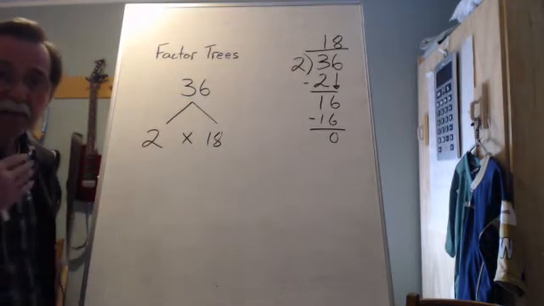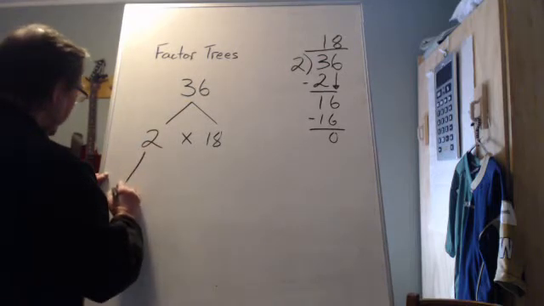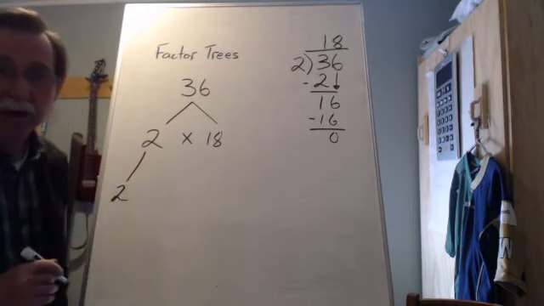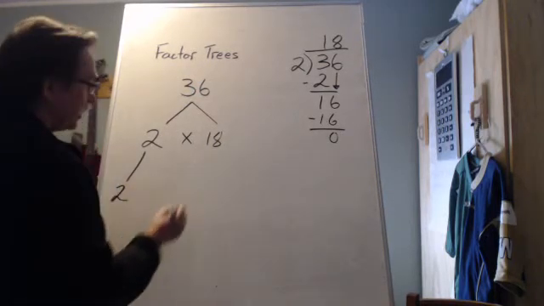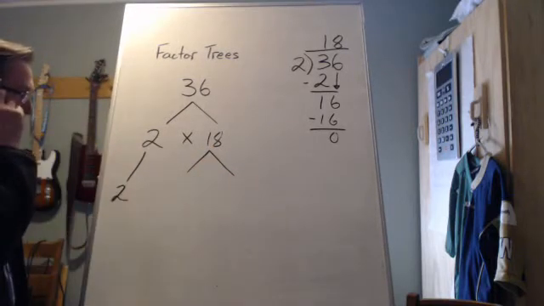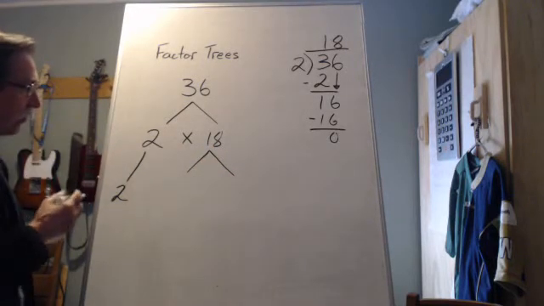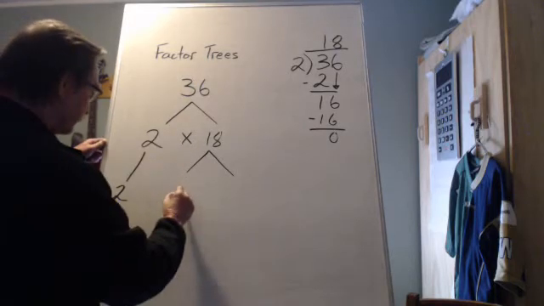Now I want to keep breaking it down, down, down, okay? The 2, there's nothing we can do with the 2. It's already a prime number. What can we do with the 18? Well, the 18 is a little bit smaller. We might be able to work with it. I'm going to call that 3 times 6.